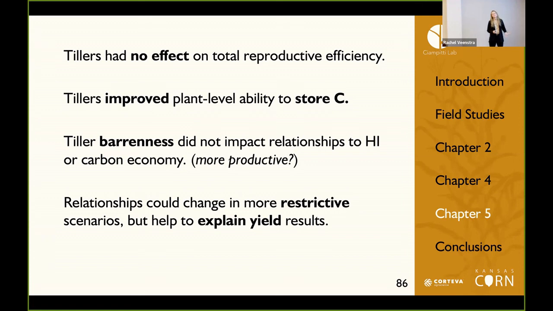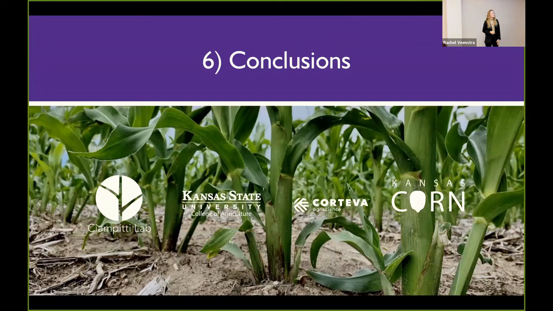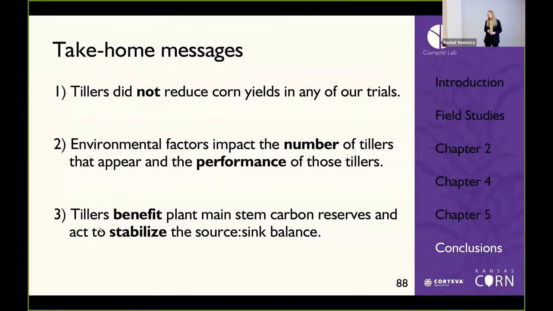And as with everything that I presented today, all of these relationships could change if we had a more restrictive scenario with less water, with different conditions that we didn't explore here. But what I've shown helps to explain the stabilized yield results that we saw in the first chapter. It connects very well. So what's next? We're going to go through some conclusions quickly here. So the main take-home messages, if you were enjoying your food and missed something I said and would like 3 things to take home with you today, I have them here for you.